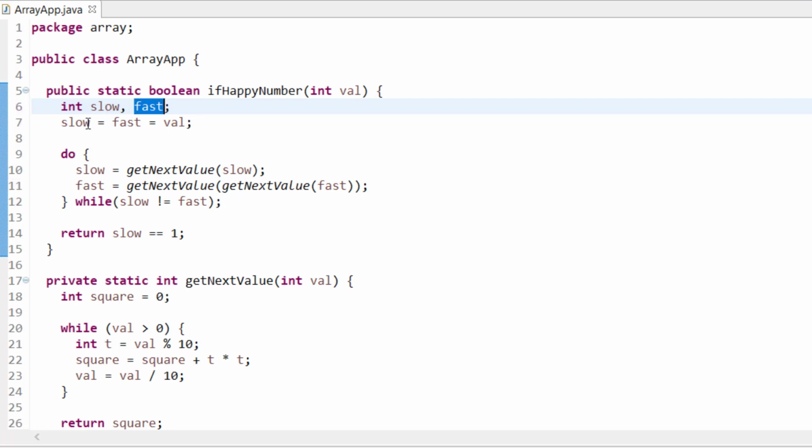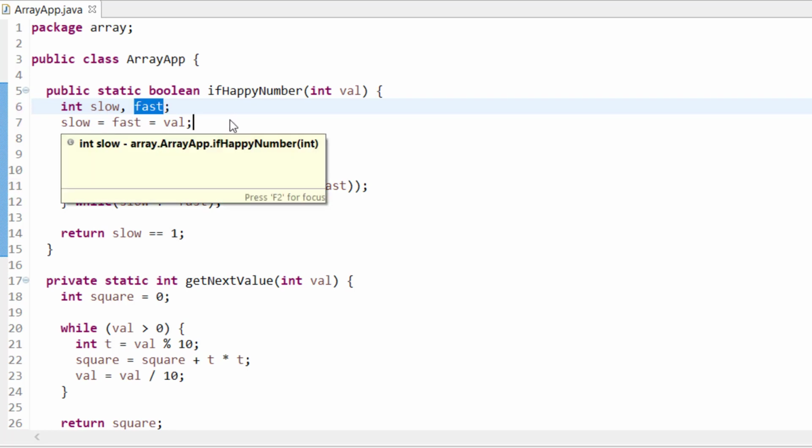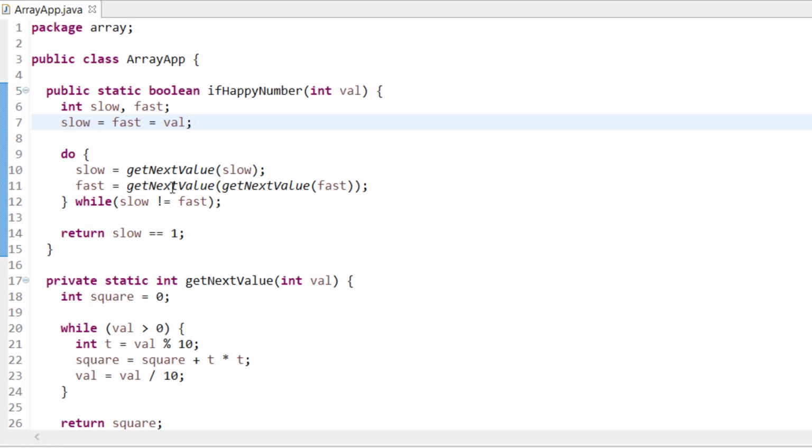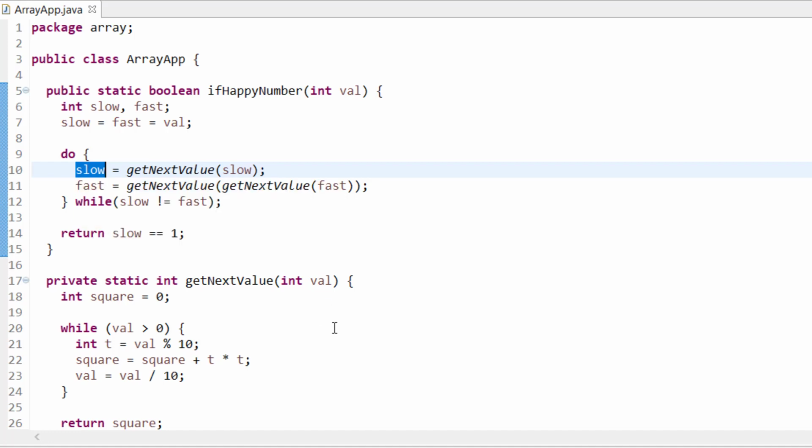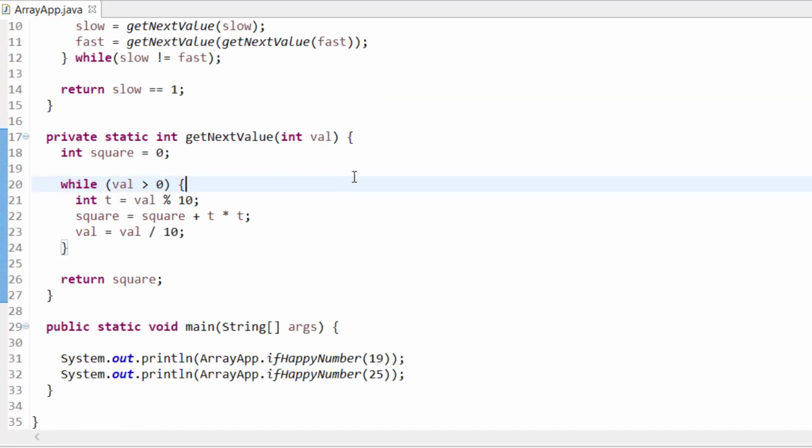So now we are at the starting. Slow and fast are both pointing to the value which we are passing. Now using slow we are getting the next value. So what is the next value? The next value is basically the sum of the squares of each digit, right? So we have a function here, getNextValue. At the starting, let's say my value is 25. My aim is that I should get 4 plus 25, because the square of 2 is 4 and the square of 5 is 25.